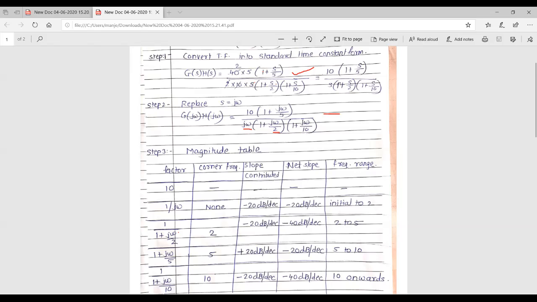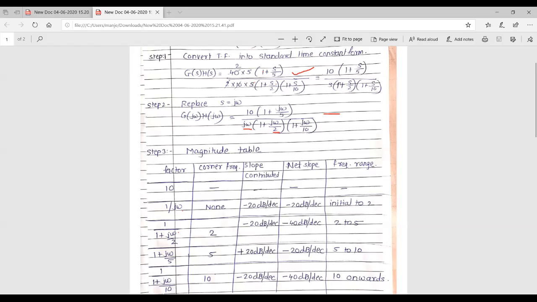Okay. Similarly, this factor 1 upon j omega, this is pole at origin. So this factor is at origin, and that is why this also doesn't have corner frequency, because this factor starts contributing from origin. Is that okay? Now, next is corner frequency is 2, 5, 10. This we have seen how to calculate. Just by looking at this also, we can come to know what the corner frequencies are. Okay. Now, next important column is slope contribution.